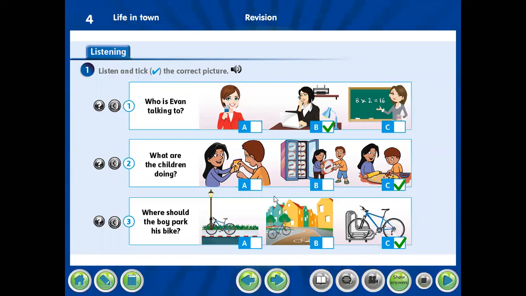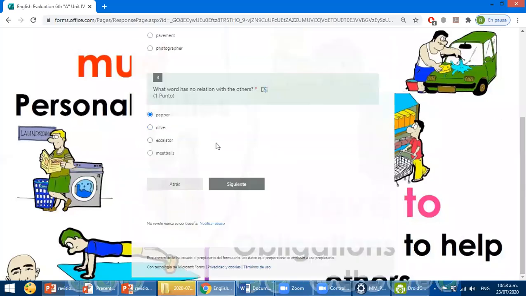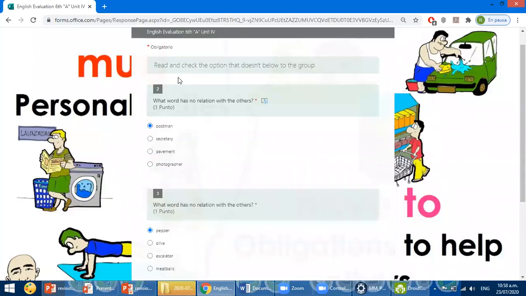Complete this part in your books. Pay attention, please, for the evaluation, okay? Complete in your books. Now, pay attention, please. Listen, in your evaluation, this is your evaluation. Pay attention, please. In number 1 it says, read and check the options that don't belong to the group.